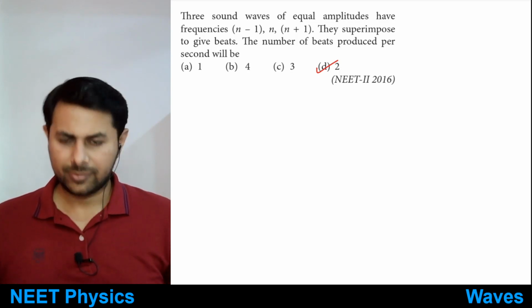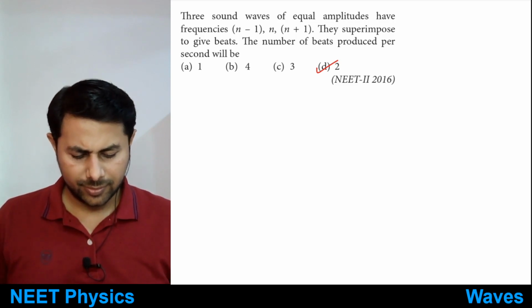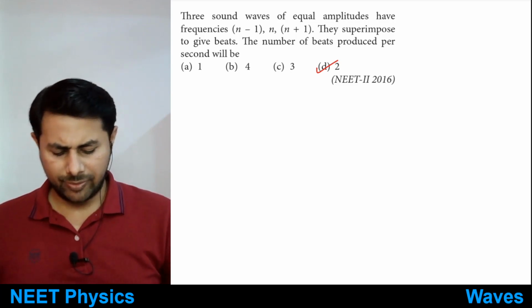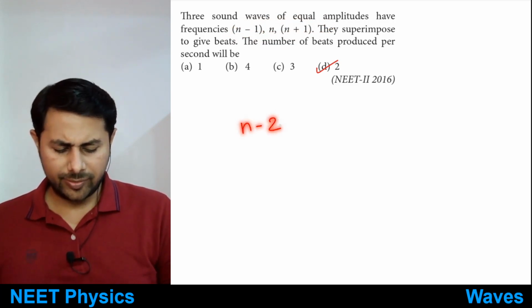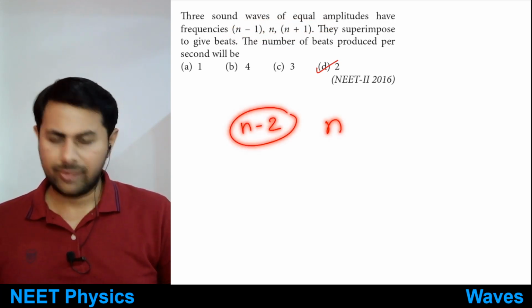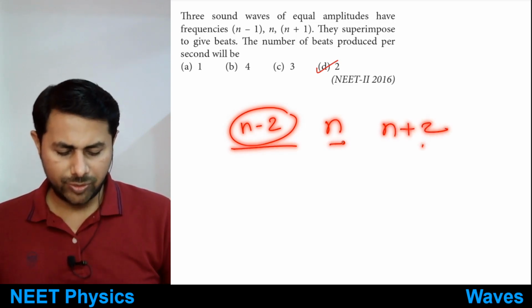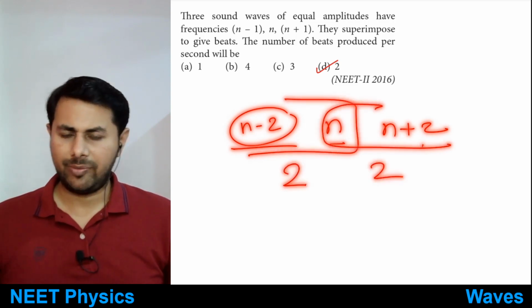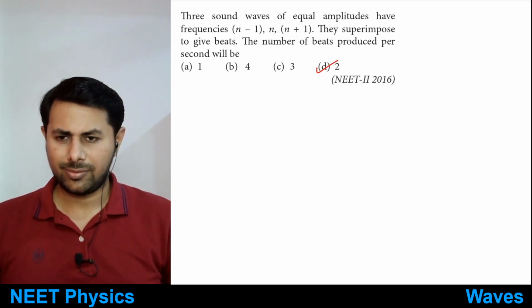Right. All right. So this is beats. Okay, these kind of problems are asked, and this one was asked only once. Now suppose there is a question like this. First frequency is n minus 2, second one is n, and third one is n plus 2. Then how many beats would be formed? So this forms 2 beats with the first one, 2 beats with second one. So how many beats are formed in total? Total is 4 beats are formed. Okay, so that way you will give the answer.